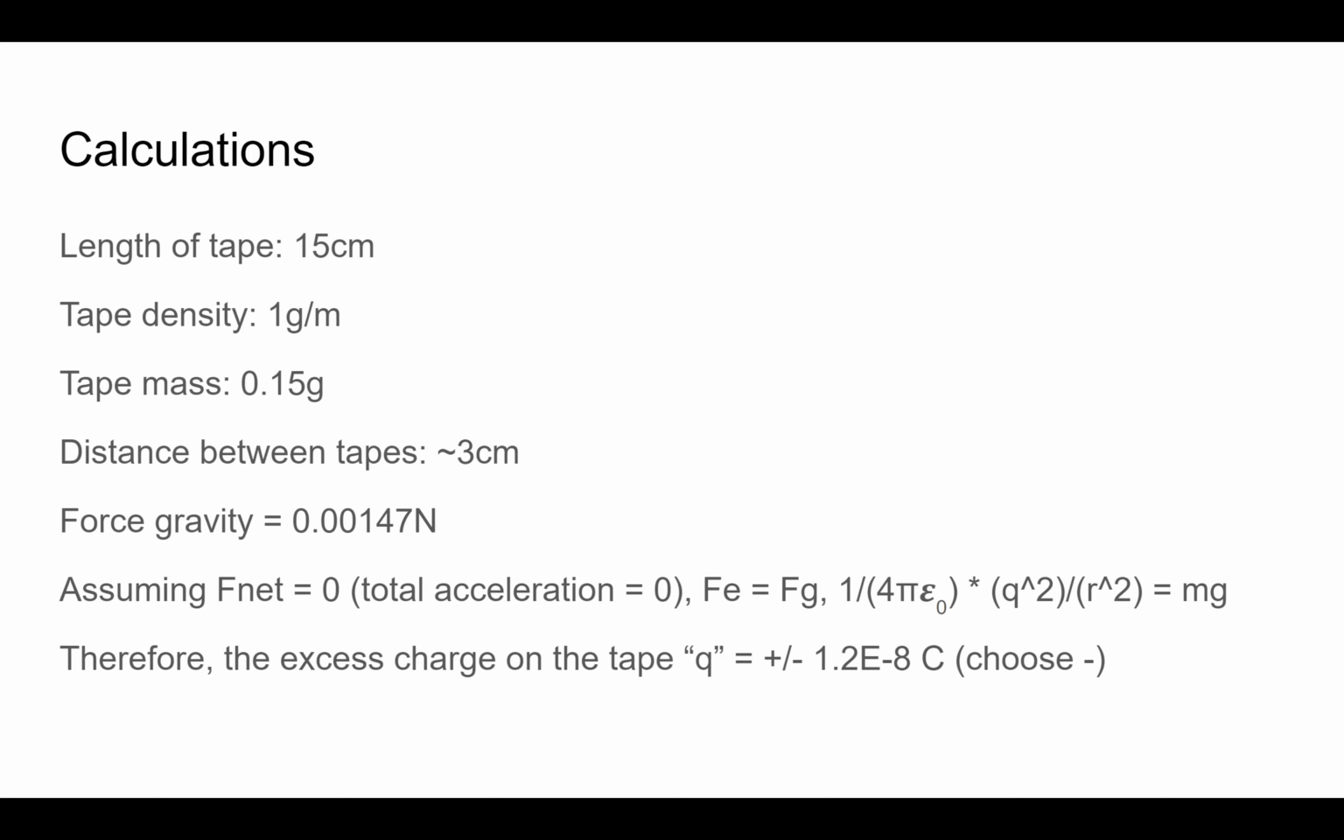In the calculations that we did, you had the length of the tape, density, tape mass, and distance between the tapes, so you can calculate the gravitational force using the mass. Then you set F net equal to 0, where the electric force is equal to the gravitational force. You can move some of those terms around, and you find that the excess charge on the tape was negative 1.2 e negative 8, just because it's electrons, so you choose the negative charge.